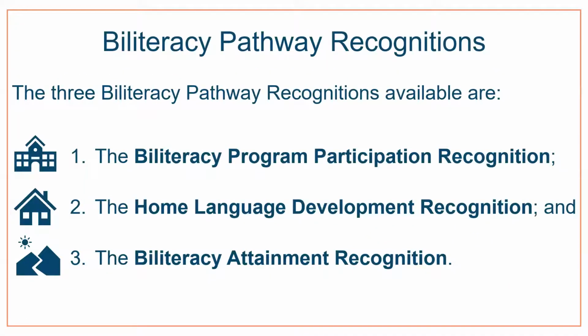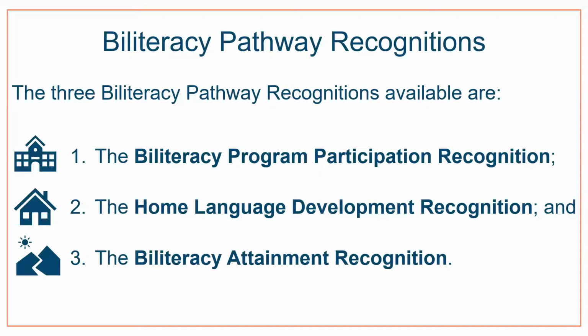The 3 biliteracy pathway recognitions available are the Biliteracy Program Participation Recognition, the Home Language Development Recognition, and the Biliteracy Attainment Recognition. The Biliteracy Program Participation Recognition is available to students enrolled in programs leading to biliteracy in preschool, kindergarten, elementary, and middle school. As a participation recognition, this award is provided to all students enrolled in the program and is not based on the student's proficiency. This recognition is an entry on the path to biliteracy or multiliteracy.